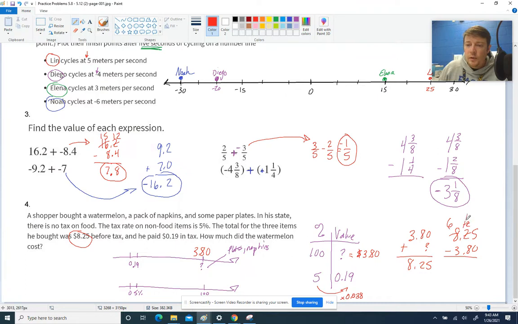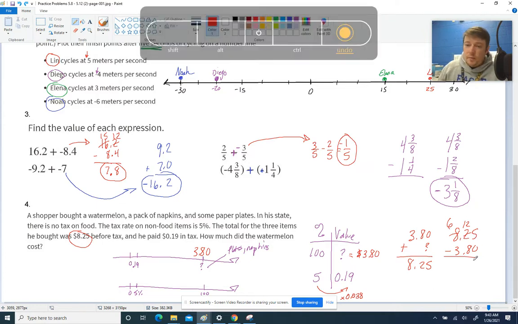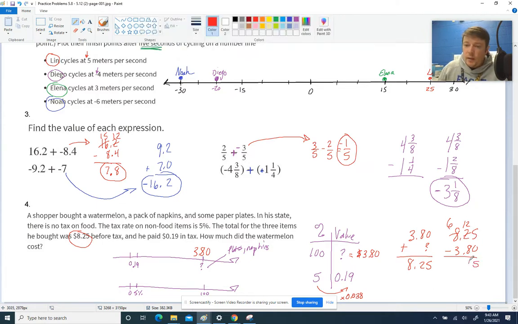And so you had to do a little borrowing here. Change this to 12, then 11. Oh, no, it's just a 12. Sorry. Change that because the 5 doesn't need it, right? 5 minus 0 is 5. 12 minus 8 is 4. And 6 minus 3 is, I'm sorry, that should be a 7. My bad. Is 4. So $4.45. The watermelon costs $4.45.